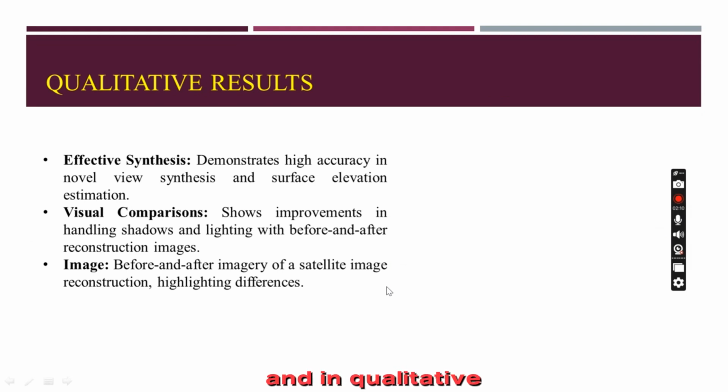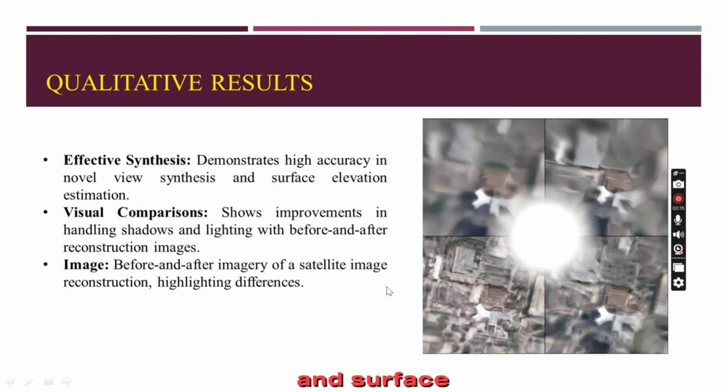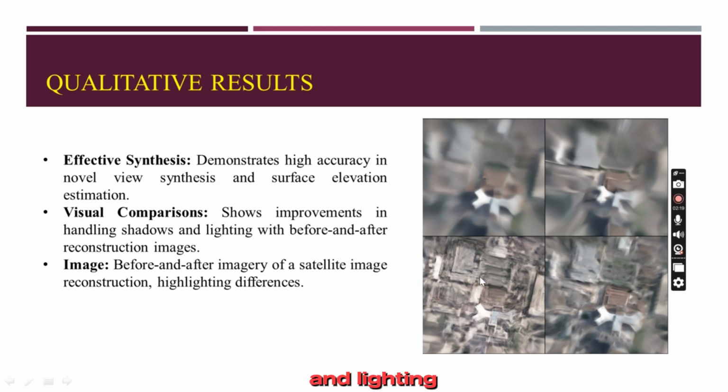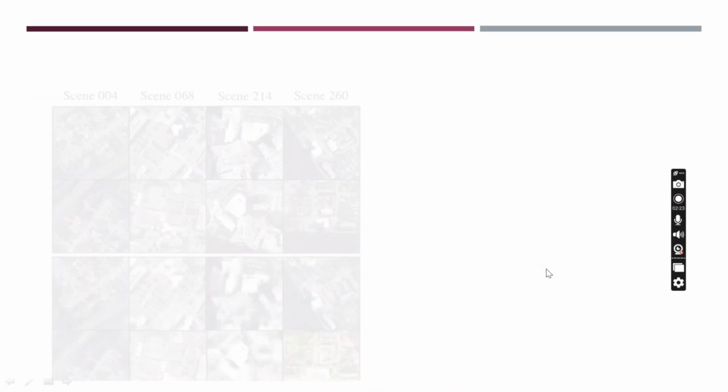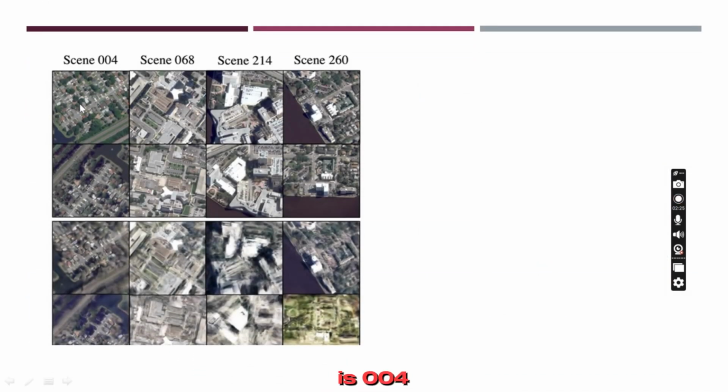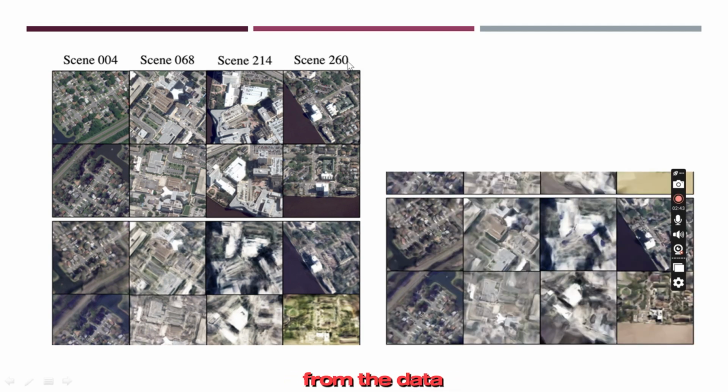And in qualitative results, we have an effective approach, novel view synthesis and surface evaluation, and then visual comparison, handling the shadow and lighting before and after, and then image highlighting differences. We have 4 datasets. The first one is 004, the second one is 068, the third dataset is named 214, and the fourth dataset is named 260. You can see all these images from the datasets.